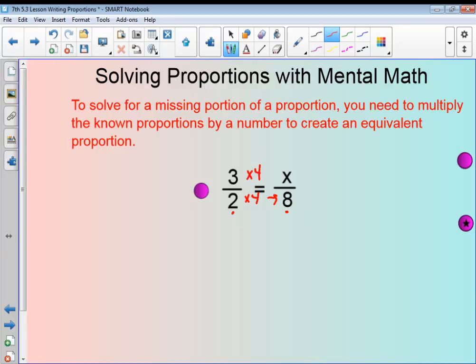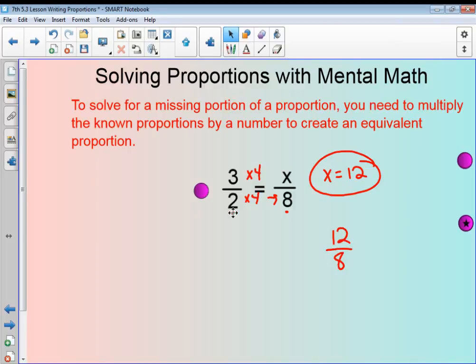So you guys have used solving proportions before when you've done equivalent fractions. So here, x would equal 12. Okay, so our new proportion would be 12 eighths, or our equivalent fraction to 3 over 2 would be 12 eighths.